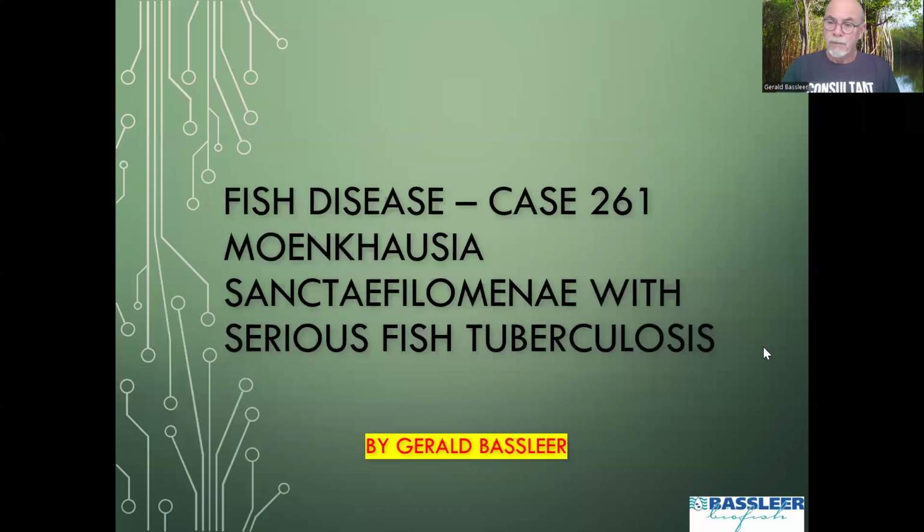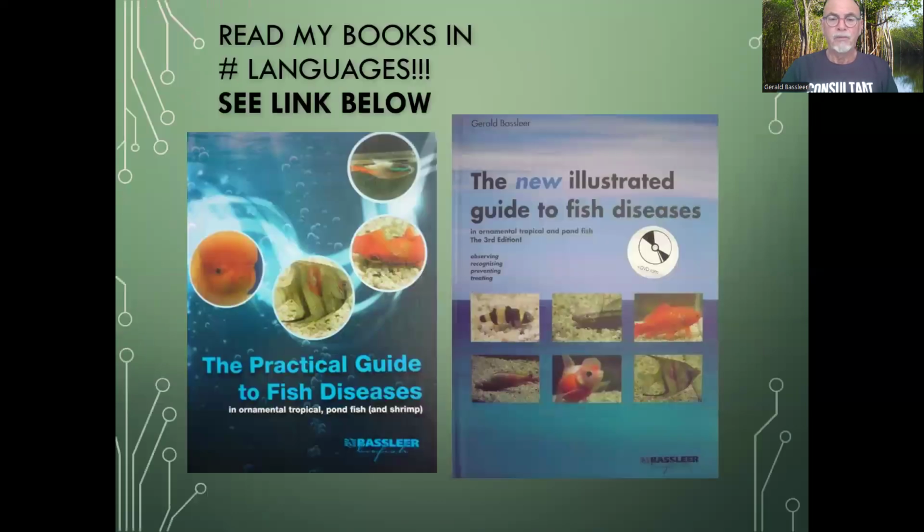And today it's about a Moenkhausia sanctaefilomenae, which had serious disease signs. Those fish were wasting away and had terrible outbreaks of red ulcers. And I show you how they look like in the microscope, but first of all, how it looks like in the aquarium. So I found a serious case of fish tuberculosis. Yes, this can happen unfortunately when you're dealing with ornamental aquarium fish.